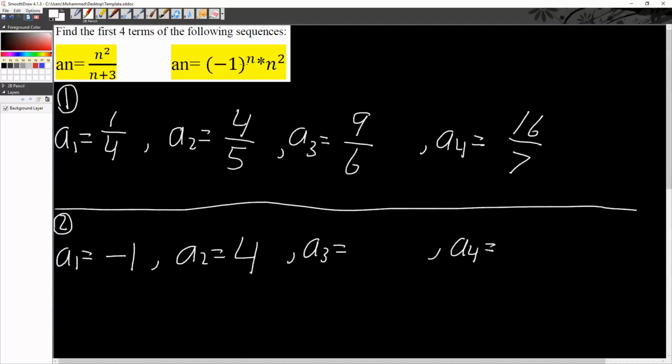For 3, we go negative 1 raised to 3, which will be negative 1 times 3 squared, so 9. Negative 1 times 9 is negative 9. And for 4, negative 1 raised to 4 is 1 times 4 squared is 16. 16 times positive 1 is 16. And this is all we need to do to get the first four terms.